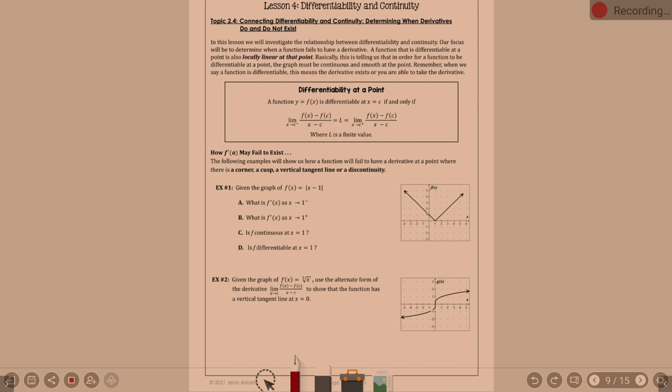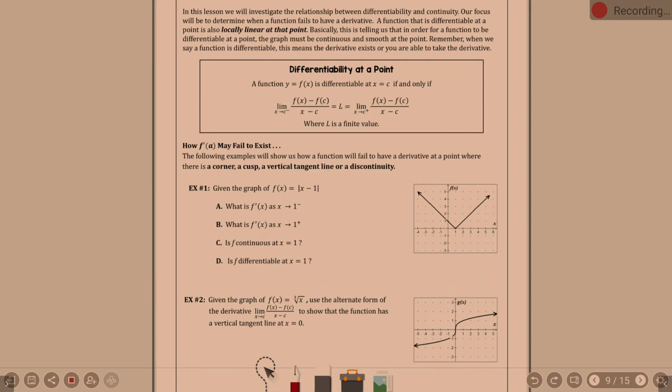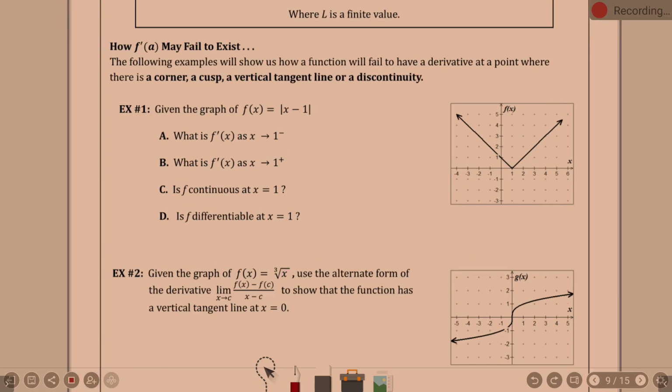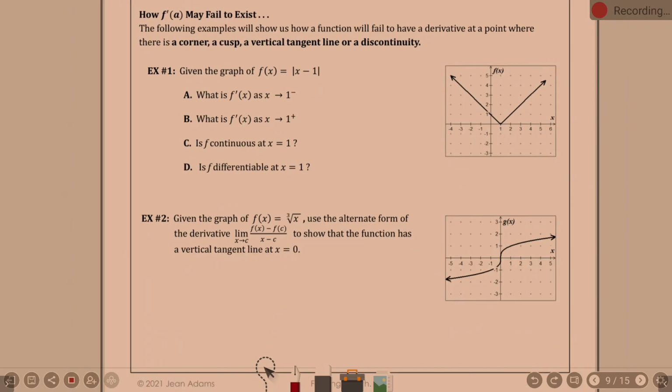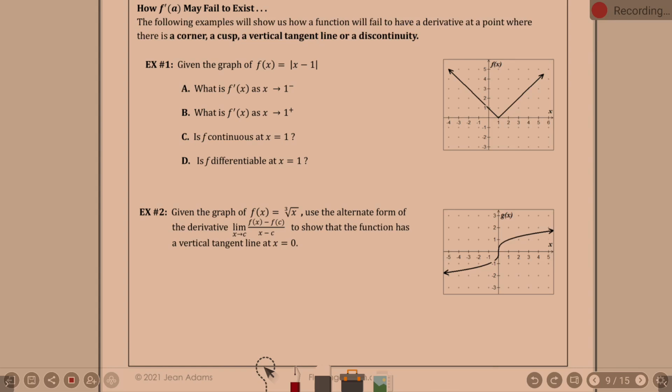Let's focus first on how it might fail to exist. And you guys have that part in front of you. I've been short on slides lately, so I'm going to blow this up a little bit. Okay, so how a derivative, f prime of a, may fail to exist. The following examples show us how a function will fail to have a derivative at a point where there is a corner, a cusp, a vertical tangent line, or a discontinuity.